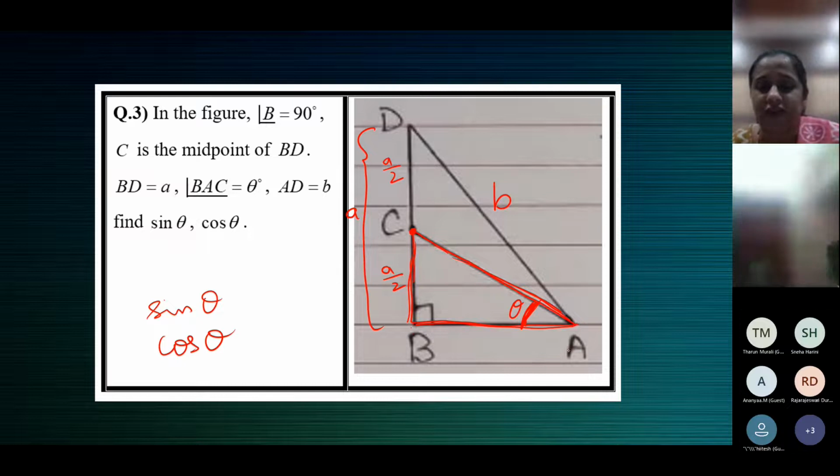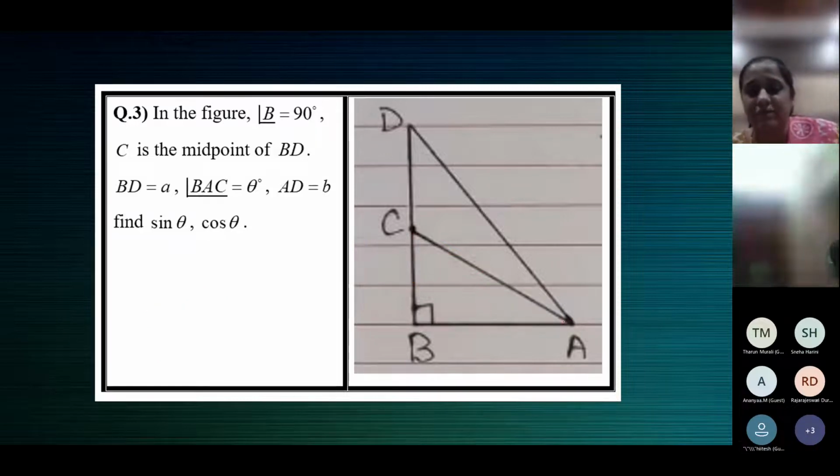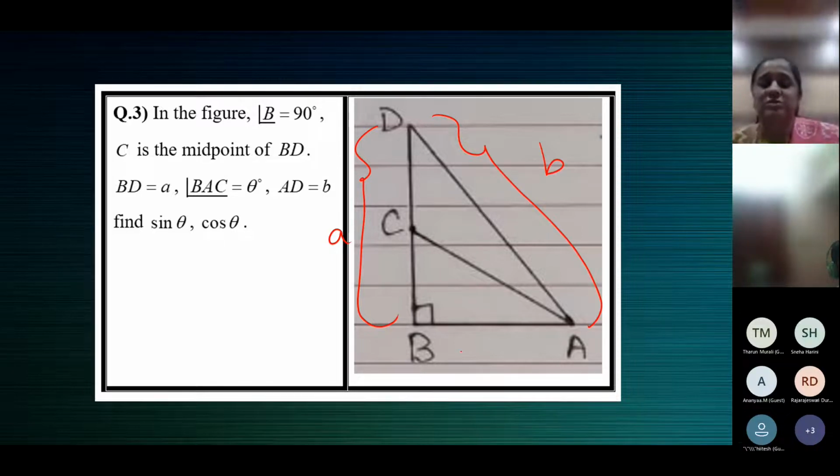So now we'll first find AB using Pythagoras theorem. How do you find AB? AB in right triangle ABD, the whole triangle. In right triangle ABD, using Pythagoras theorem, because you know that this full thing is A and this one is B, you can find AB.